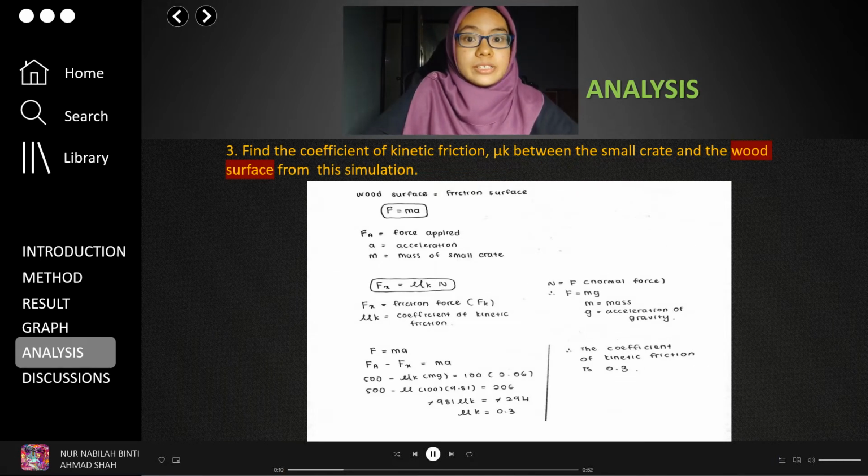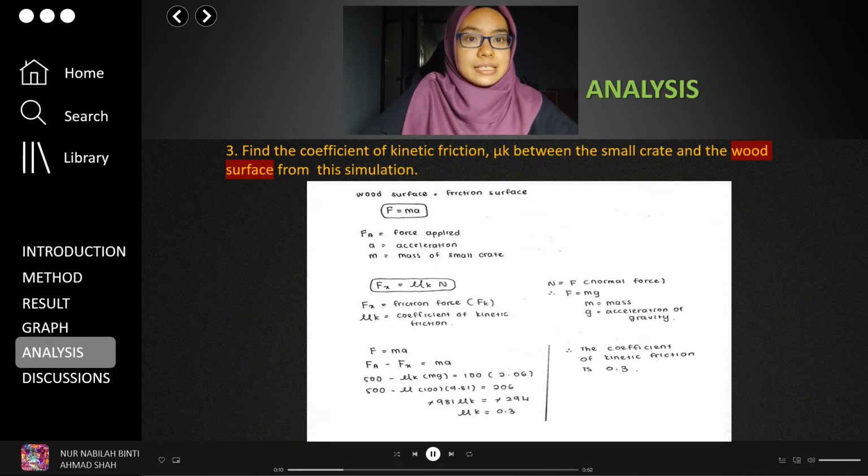So the next question is the third question. Find the coefficient of kinetic friction mu k between the small crate and the wood surface from this simulation. As it's mentioned here, between the small crate and the wood surface, the wood surface will be highlighted here. So the values I will use after this are based on the friction surface data. As we can see here, wood surface equals the friction surface.